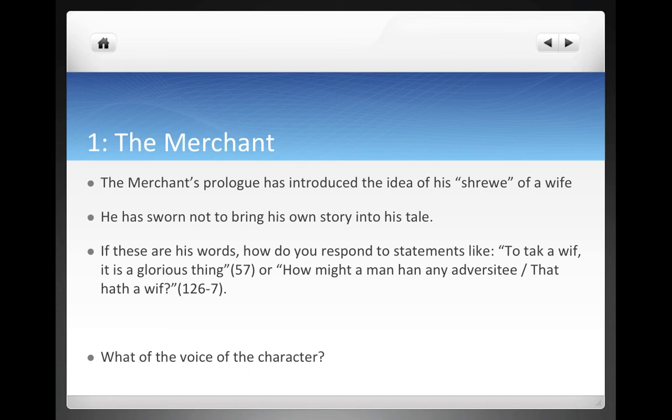Various statements to take a wife, it is a glorious thing, how mich the man hath any adversity that hath a wife, and so on. If this is the voice of the merchant himself, then I think we have to read this already with a significant layer of sarcasm within the address, and that will alter the tone with which we read the story as a whole.